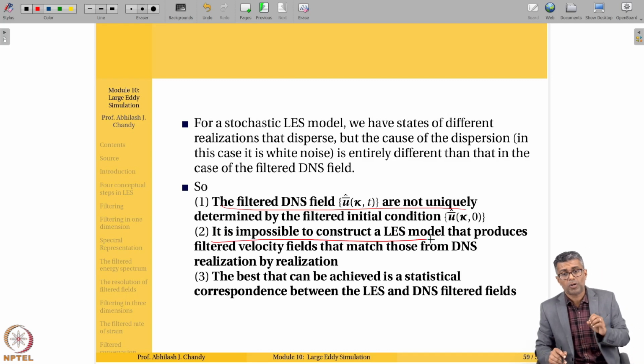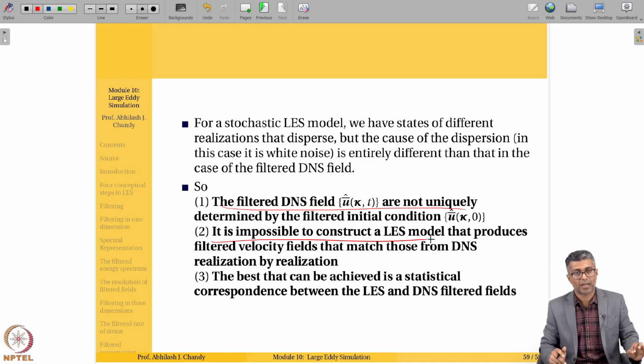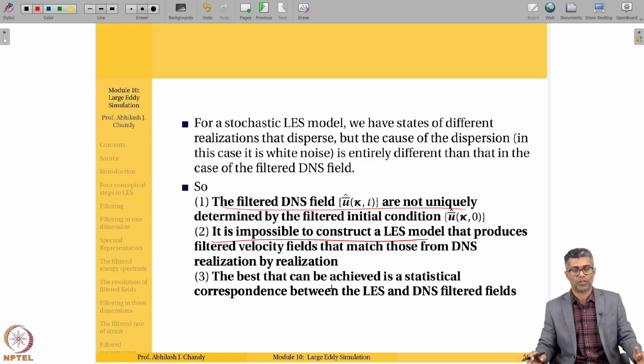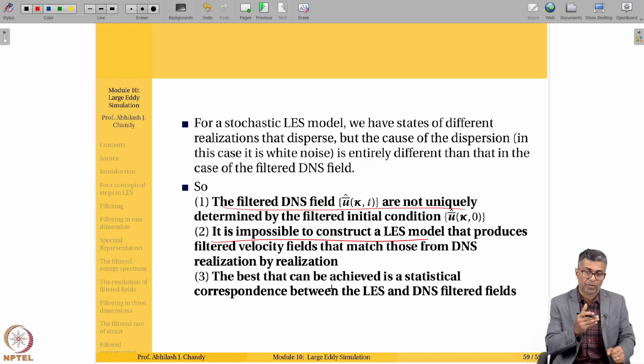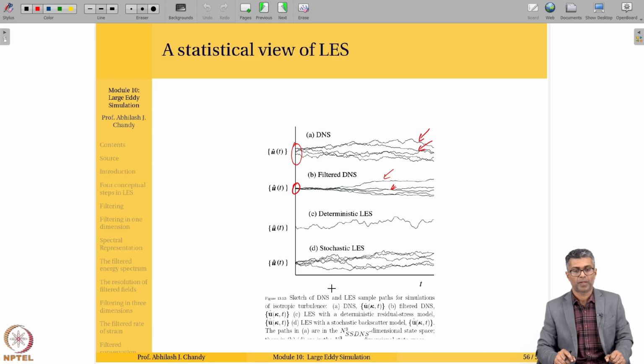Second, it's impossible to construct an LES model that produces a filtered velocity field that matches exactly those of the DNS realization by realization. You just cannot do that. The best that can be achieved is a statistical correspondence between DNS and LES filtered fields. So that is the conclusion we obtained from that discussion related to this statistical view of LES, and this plot pretty much summarizes that.